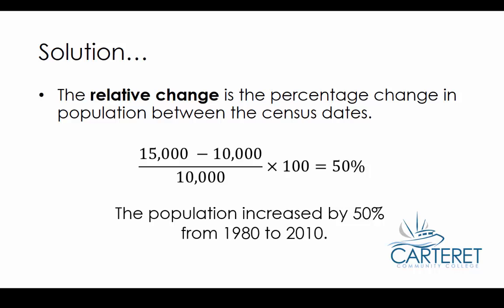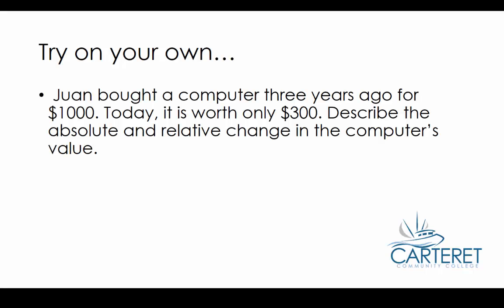Let's take a look at another example. Juan bought a computer 3 years ago for $1,000. Today, it is worth only $300. Describe the absolute and relative change in the computer's value. Pause the video here and try to answer the question before moving to the solution on the next slide.